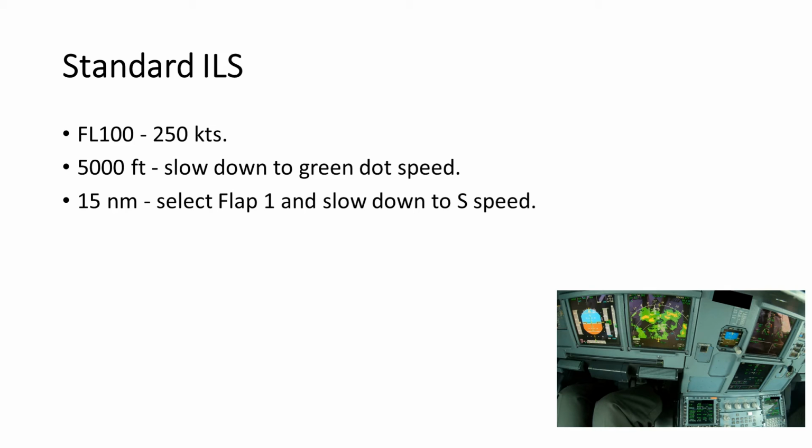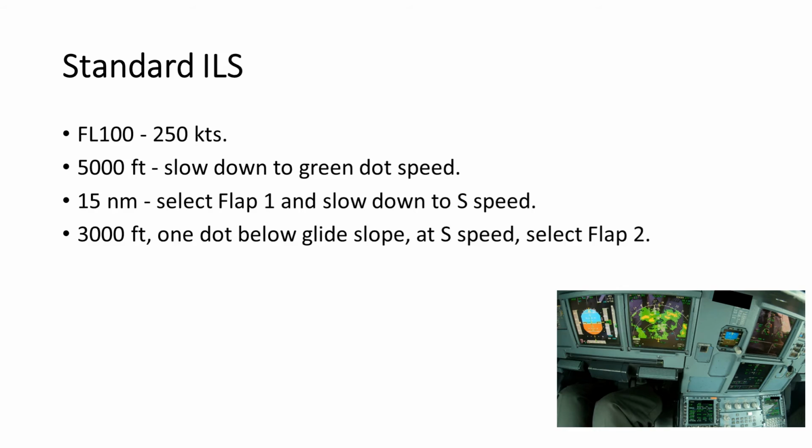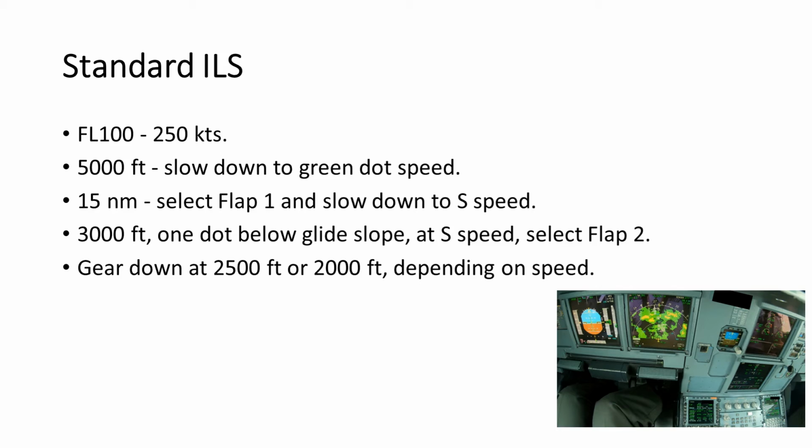Then when you are at 15 knots, ask for flap 1 and you start to slow down to S speed. Then at 3,000 feet, aim to be 1 knot below the glide slope at S speed, and then you select flap 2. Gear down depends on your speed, but if you are fast, then you should lower the gear at 2,500 feet, and if you're somewhat slower, you can lower the gear at 2,000 feet.